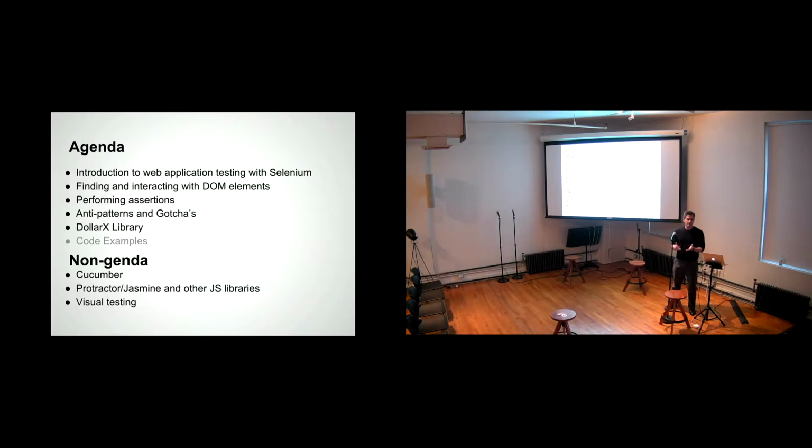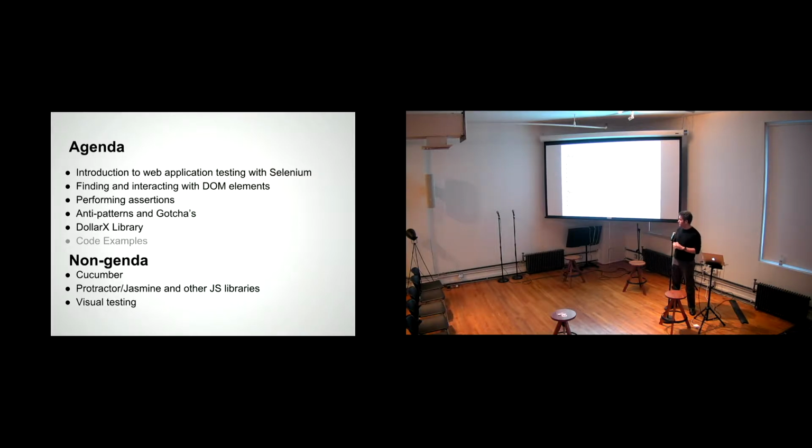Now, how do we perform assertions? Next, anti-patterns and gotchas. These are very important. A lot of things that we tend to do often are actually bad things, and we'll get to that. And then we'll get to the $X library, which I wrote, and it's open source. I don't mind if you don't use it, it's fine. I just present it as an option to learn from. We'll see some code examples.